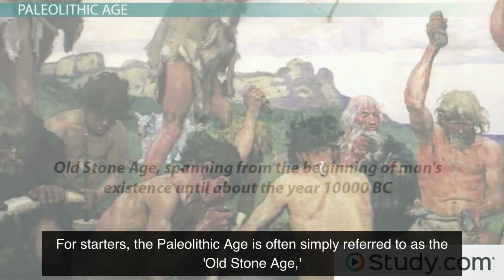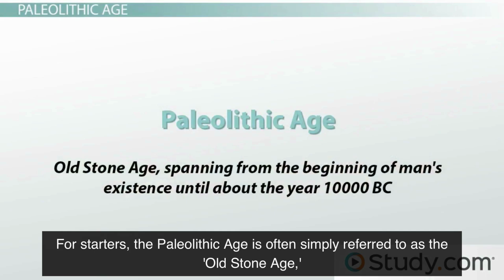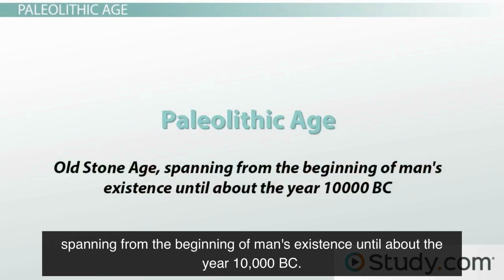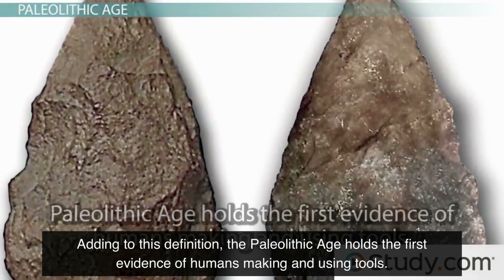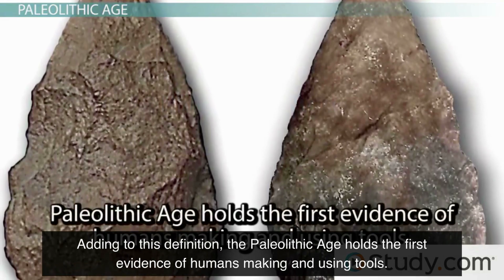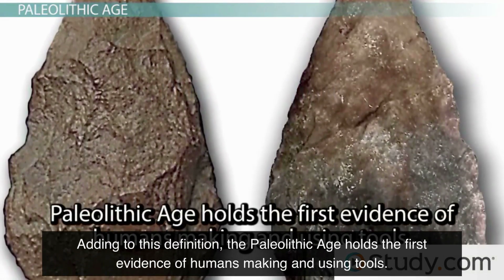For starters, the Paleolithic age is often simply referred to as the Old Stone Age, spanning from the beginning of man's existence until about the year 10,000 BC. Adding to this definition, the Paleolithic age holds the first evidence of humans making and using tools.